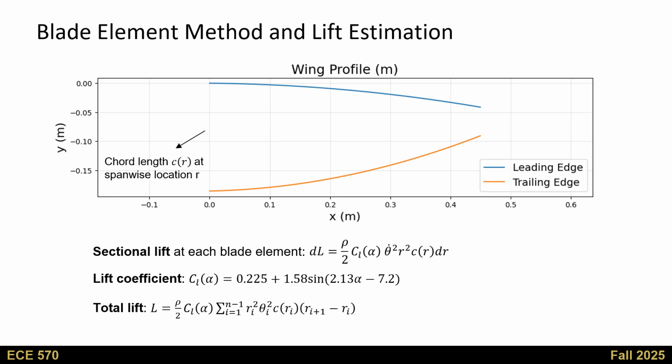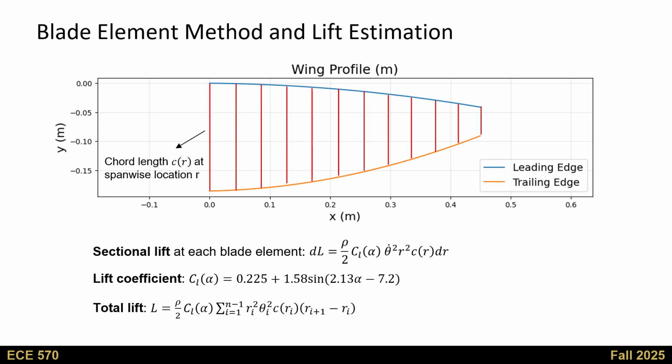Blade element method is a widely popular method used in the realm of aerodynamics. First, we'll formulate the analytical solution to the lift force estimation. In the equation shown, ρ denotes the air density, Cl denotes the coefficient of lift as a function of the angle of attack alpha, theta dot denotes the angular velocity of the flapping wing, r denotes the span-wise location, and finally, c of r denotes the chord length at the span-wise location r. To calculate total lift, a Riemann sum is performed over the span of the whole wing profile.